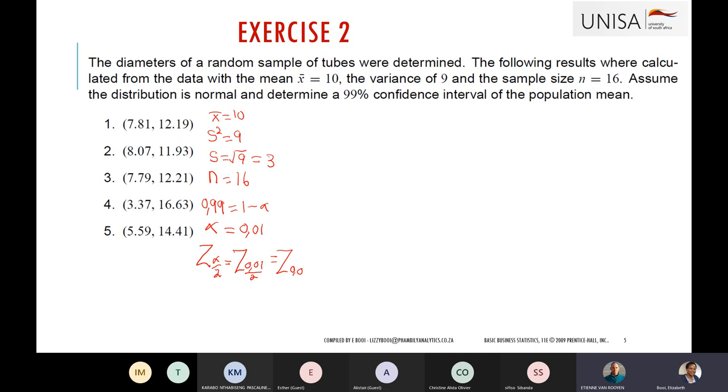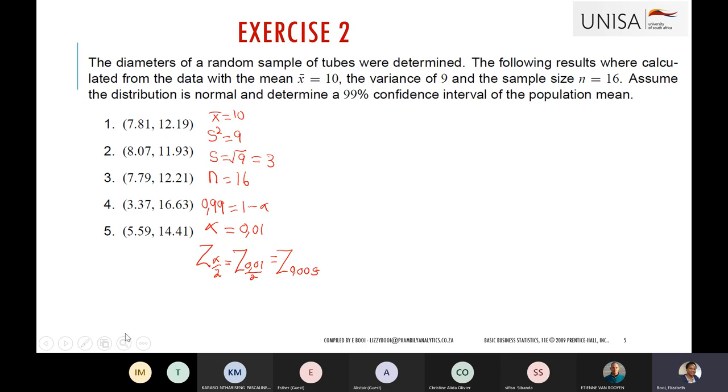Double 0,05, and by 2 will be 0,005. Okay, so what will be our critical value?